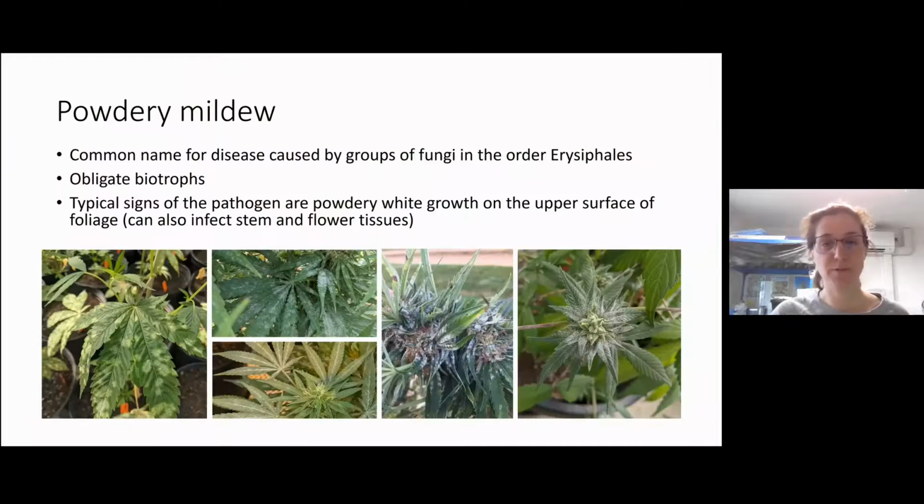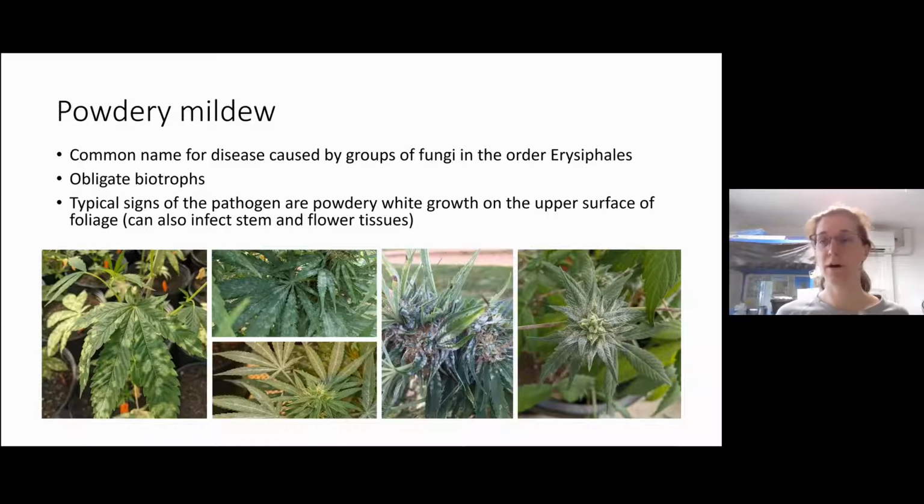So with that, just to introduce powdery mildew, it's always so hard giving these presentations because I can't see the audience and I don't know whether or not the audience is familiar with these particular pathogens. But if you are, you know that powdery mildew is the common name for diseases caused by groups of fungi in the order Erysiphales. So there are lots of different species, lots of different genera, but what groups them is several things. First of all, they're what are called obligate biotrophs, which means that they require a living host to infect the tissue.